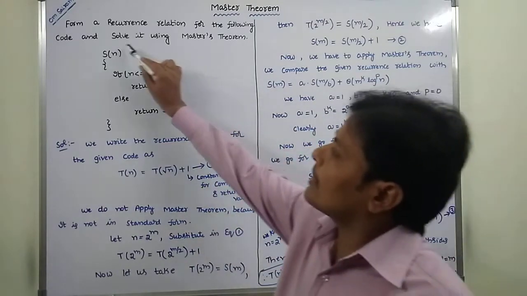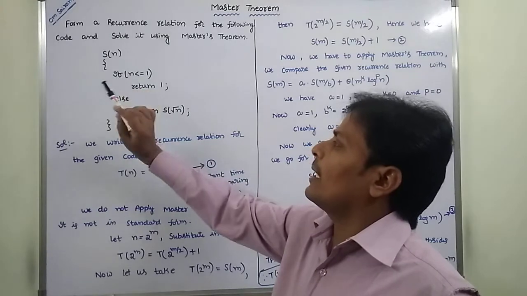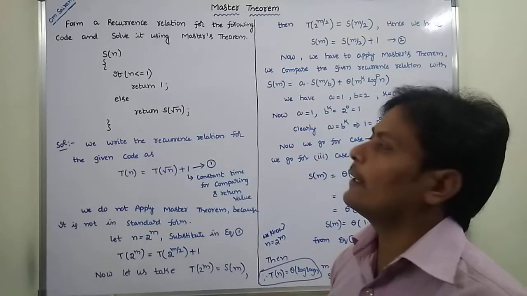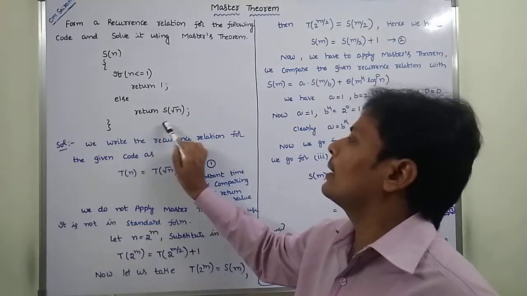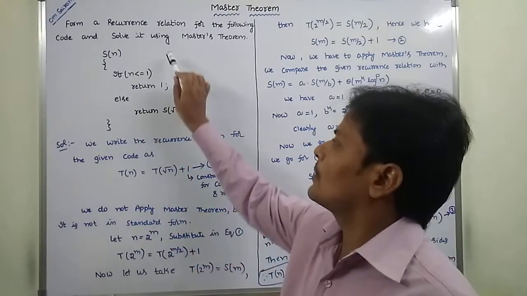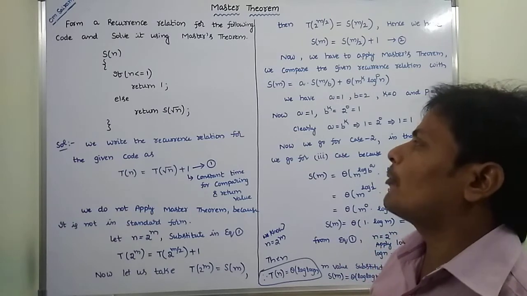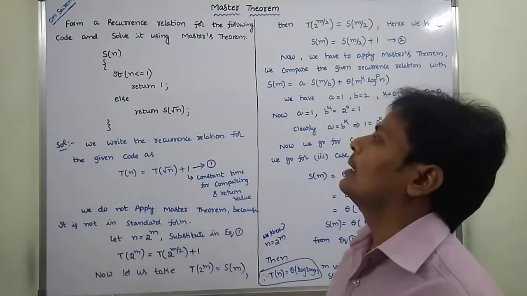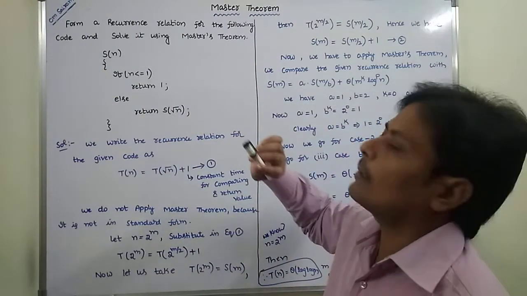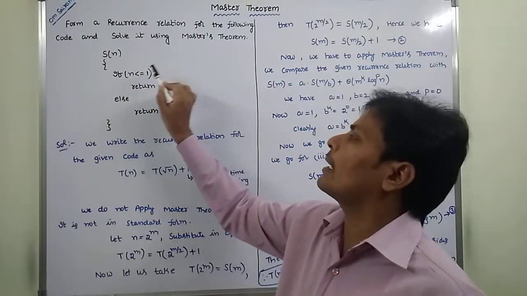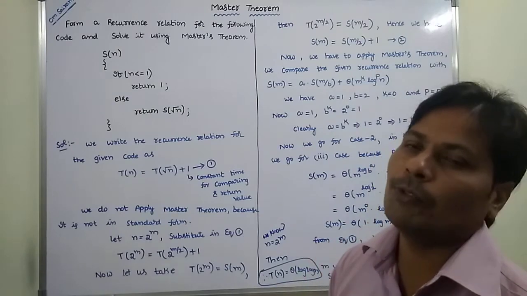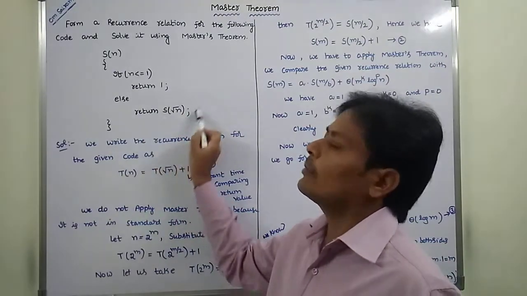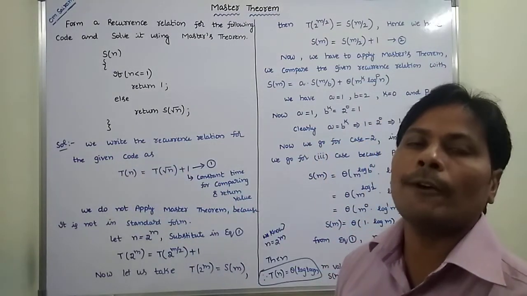So this is the given code. S of n, brace begin, if n less than or equal to 1, if the condition is true, return 1. If the condition is false, else return S of root n, brace close. First we have to write the recurrence relation for that code. There are two conditions. First condition, if n less than or equal to 1, return 1. If n greater than 1, return S of root n.